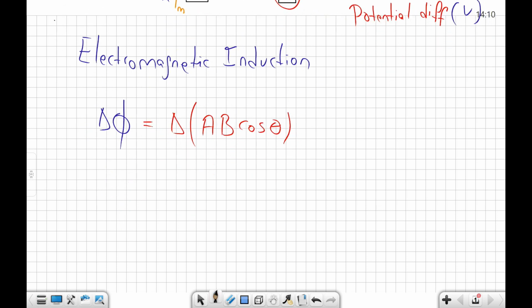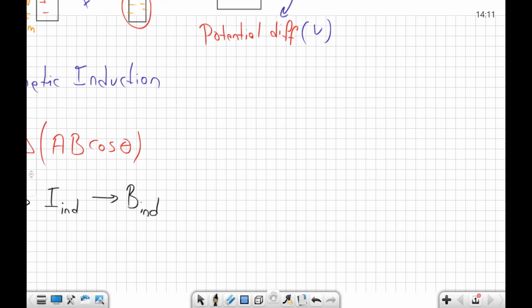Whenever we have change in flux, we have electromagnetic induction, and we have induced EMF. We have produced this one. Induced means produced. And whenever we have induced EMF, we have induced current. Whenever we have induced current, from Chapter 5 again, we know that every current has its own magnetic field, which is called the induced magnetic field.